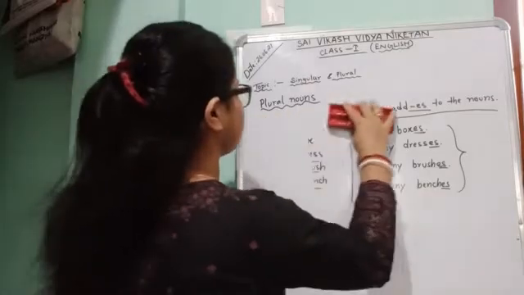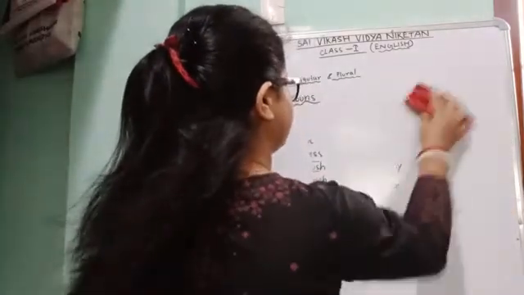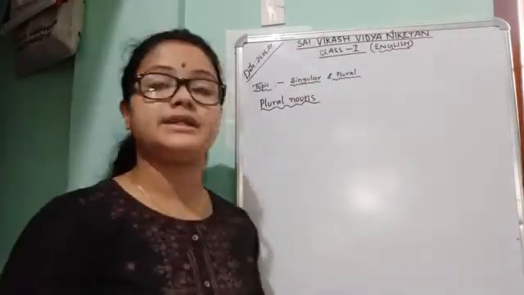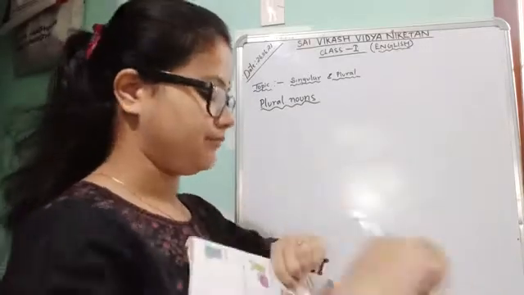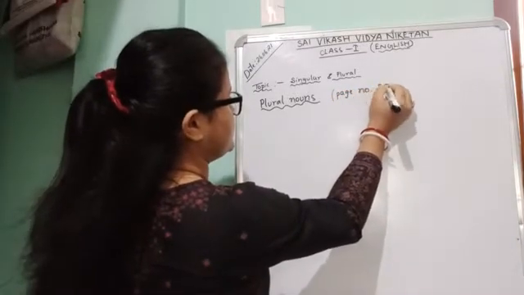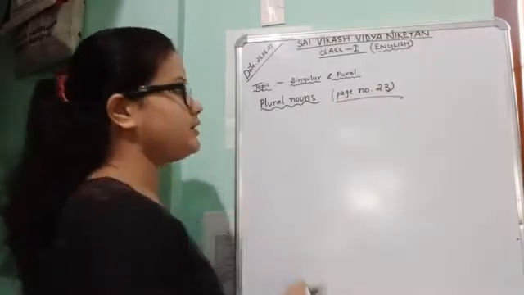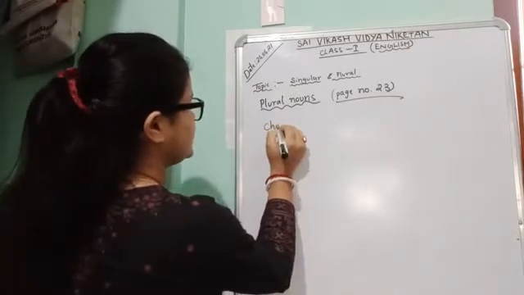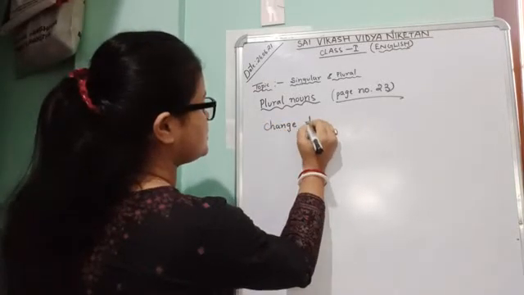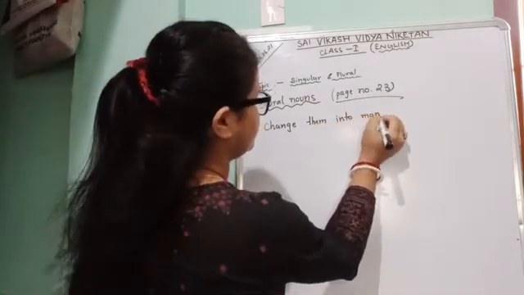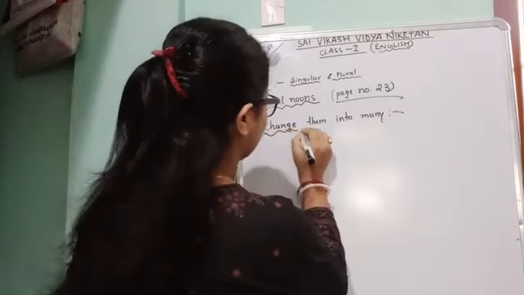Now let's discuss some exercises. That exercise we will find in page number 23. Please have a look at page number 23. Now change them into many. Change, C-H-A-N-G-E, change them into many by adding s or es.